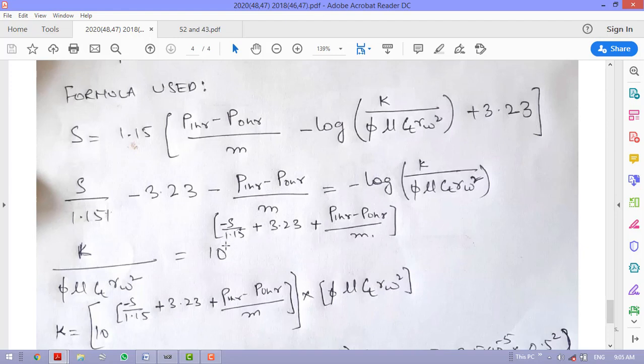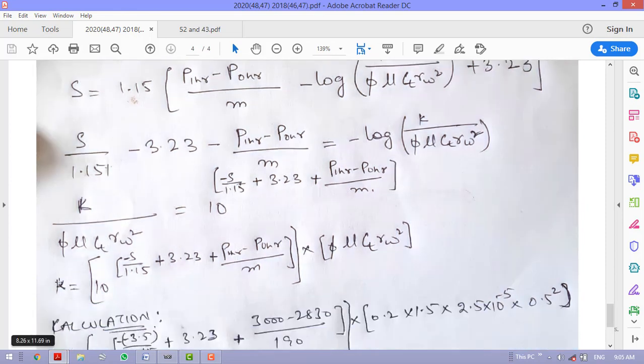Although I wrote minus here because I removed the minus sign first, because of that the skin factor becomes negative over here, and the rest of the two terms become positive in the next step. Now I have simplified the equation in terms of k. So k is equal to 10 power of minus S divided by 1.15 plus 3.23 plus (P at 1 hr minus P at 0 hr) divided by m. Actually this term is not in the power; it is beside the 10 in multiplication, equal to times φ μ Ct rw squared.